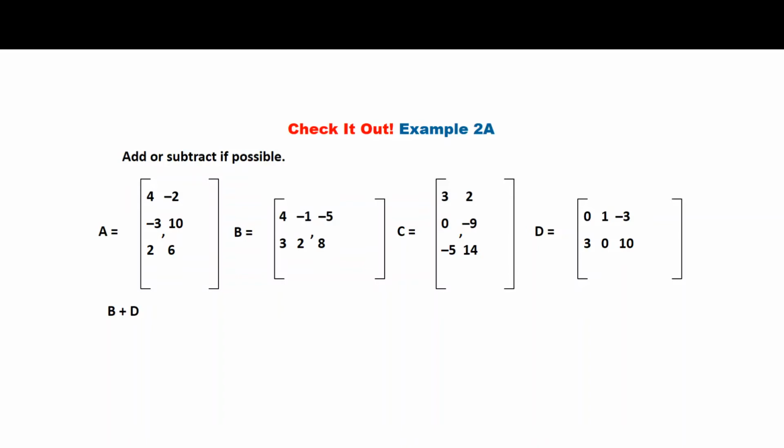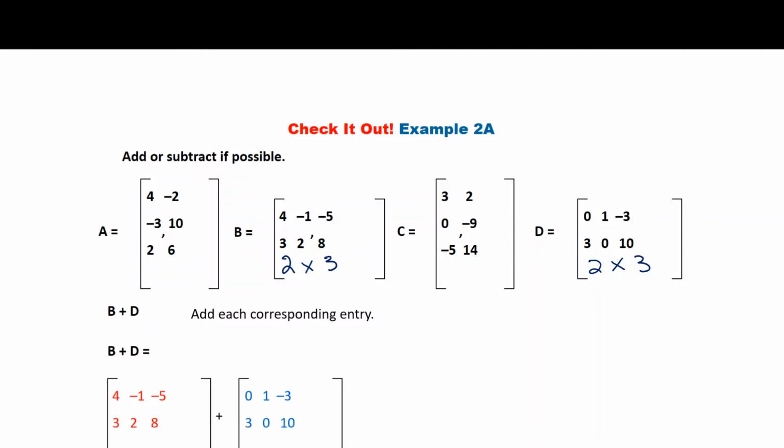All right, in this problem, we're going to add B and D. So the first thing we want to look at is to make sure our dimensions are the same. We have 2 rows and 3 columns. And here we have 2 rows and 3 columns, so we can indeed add them together. Remember, you're going to add each corresponding entry. So list your matrices down, and then we're going to just add them together.